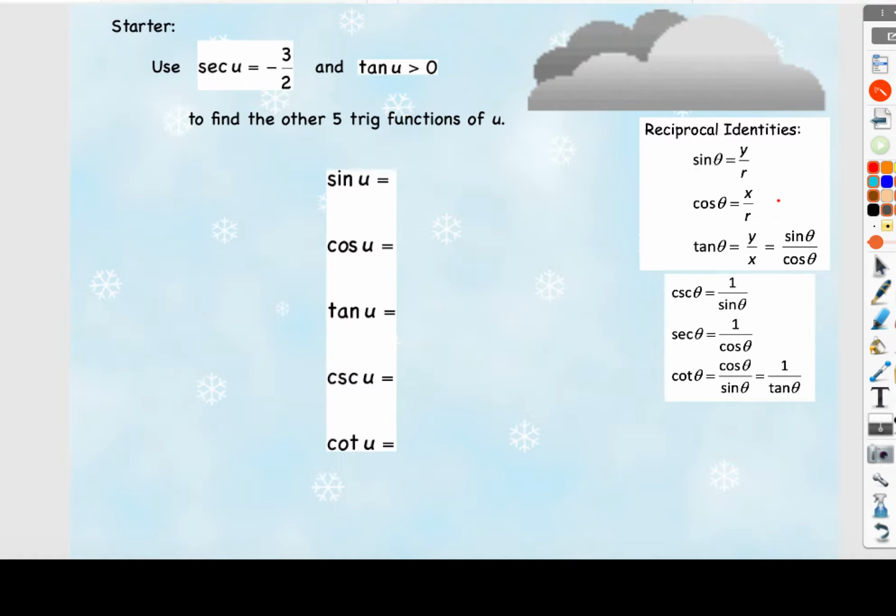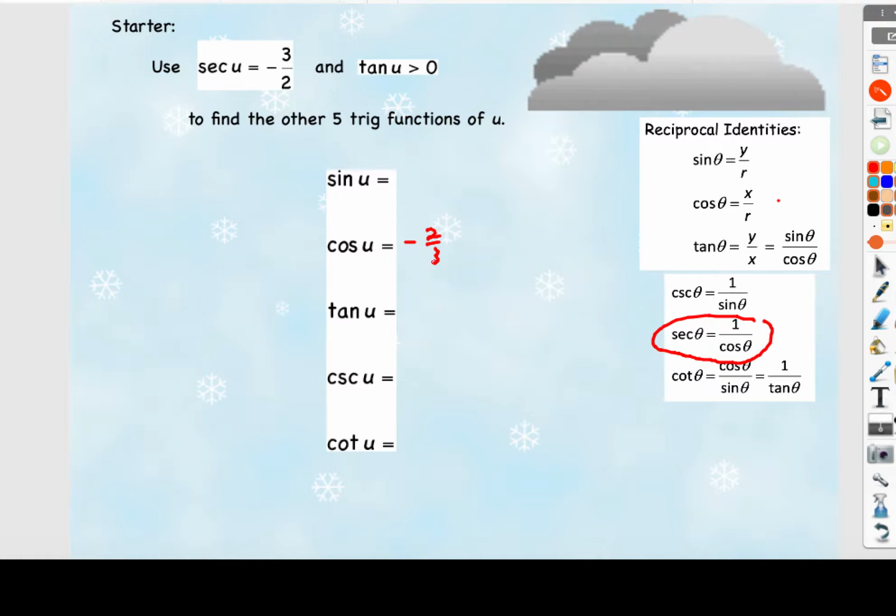So up top, notice we've got the secant of u equals -3/2. Well, the minute that I know the secant, that means that down below here, I also know what the cosine will come out to. The cosine is just the reciprocal of the secant, so I'll call that -2/3.